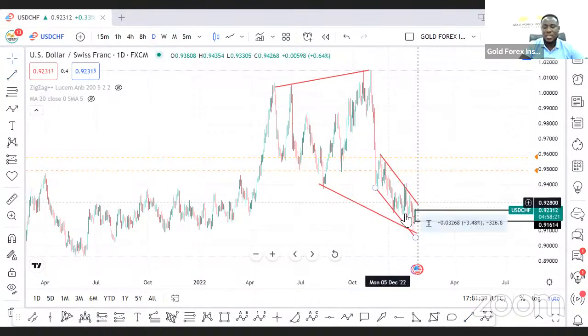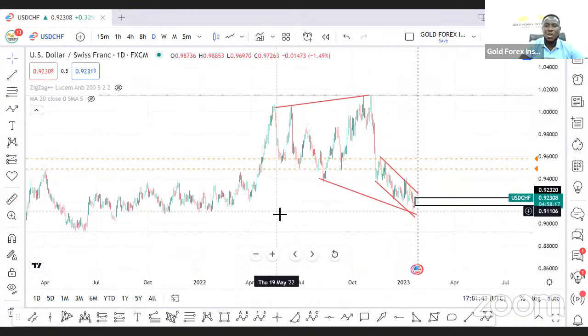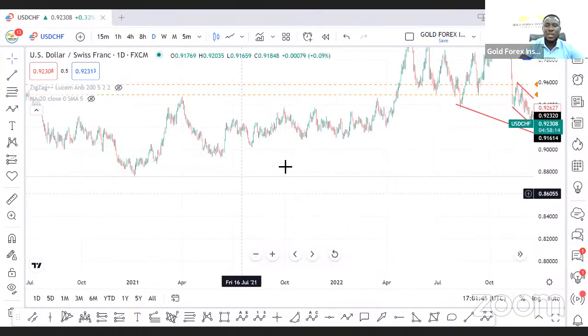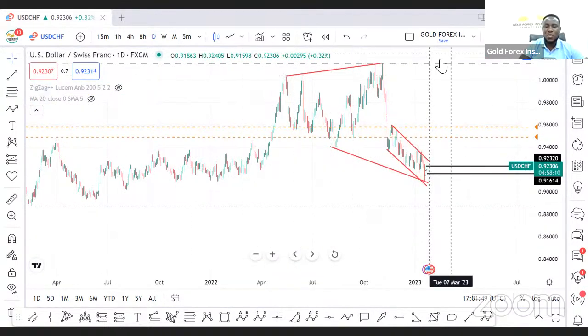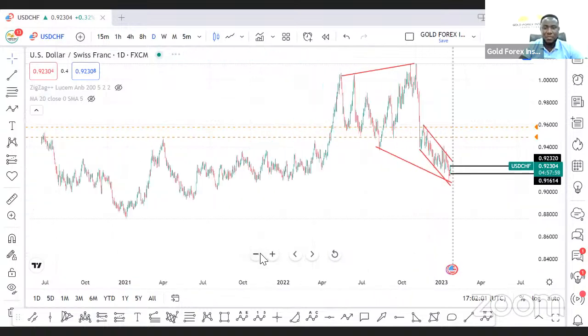So this correction is the whole correction for the impulsive move all the way from here. The whole impulsive move over here, this is the correction to that impulsive move. For every impulsive move or for every actionary wave, there should be a reactionary wave. Okay, the market will not go in a straight line. So for every actionary wave, there should be a reactionary wave.